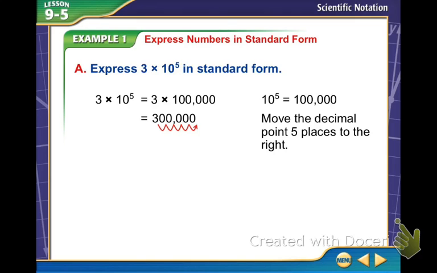So a nice little connection here is that we can just simply move the decimal 5 places to the right. So the exponent tells you how many times to move your decimal to the right. And it makes sense, we're making it a bigger number, from 3 to 300,000.